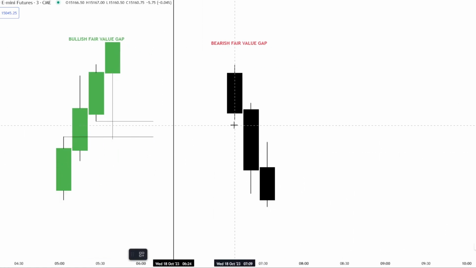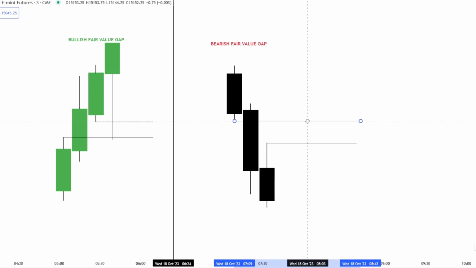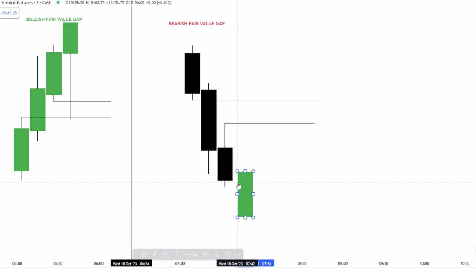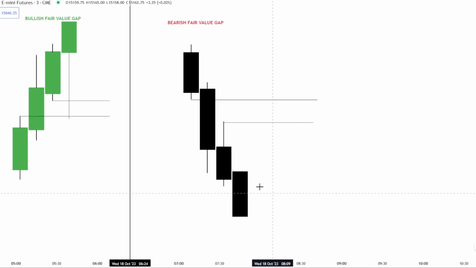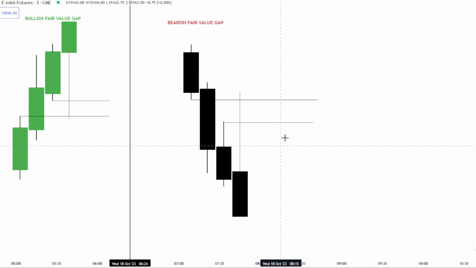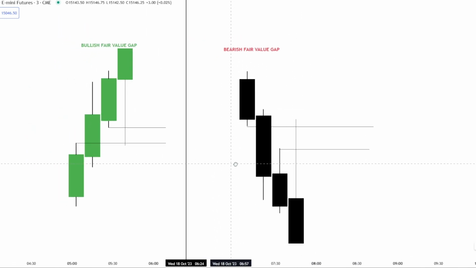And on the bearish fair value gap, this is what it would look like. You would have another candle right here, and if the wick of this goes in, it doesn't have to be the wick, it can also be the body, but as soon as the price trades through the fair value gap or the inefficiency, that area has now been rebalanced. There's no inefficiency left. And that is what the market wants to do. That's what it seeks.